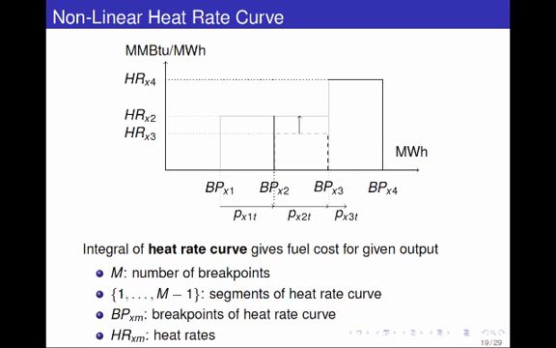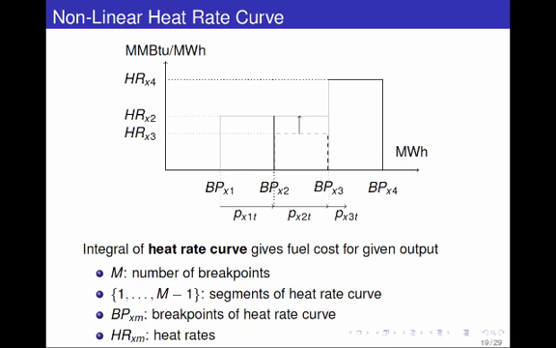So the way to read this jump over here is that if I'm in this mode X, then I can't produce anything less than BPX1, the first breakpoint. Once I enter that mode, I need to produce at least this much. And the question is how much I want to produce in fact.